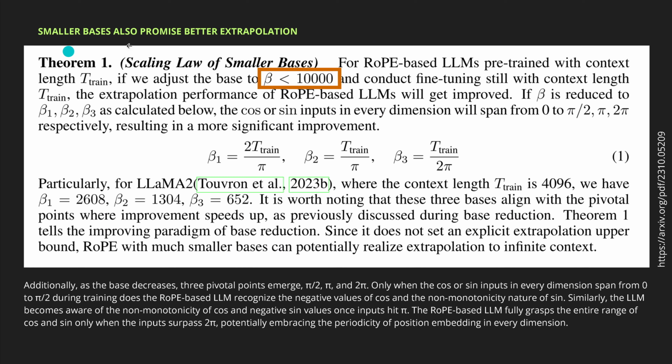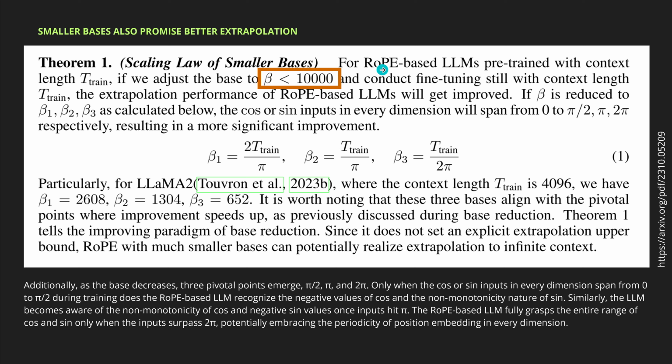So they say, okay, we have to look at both cases. So let's go first with the smaller bases. They also promise a better extrapolation than our 10K base. So here we have our beta. The base is now smaller than the classical 10K base from Google at the very beginning, 2017.